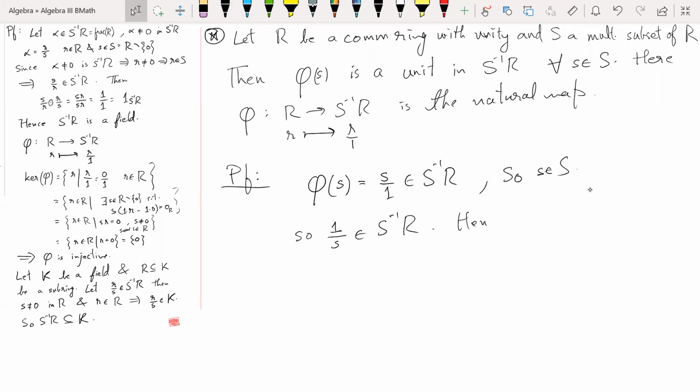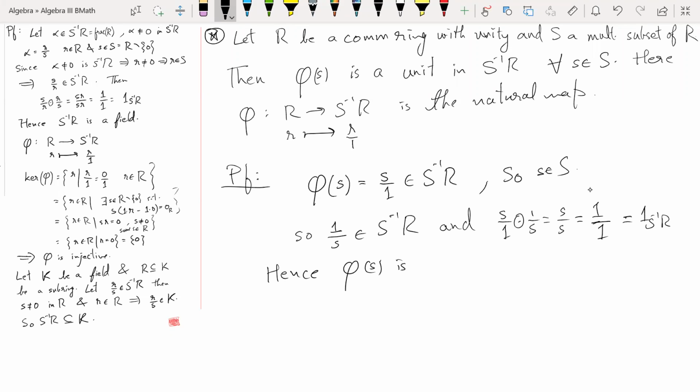Hence, it's just one line. s over 1 times 1 over s is equal to s over s, which is equal to 1 over 1, which is equal to 1 of S inverse R. Hence phi of s is a unit. So it does the job. It converts every element of S into a unit.